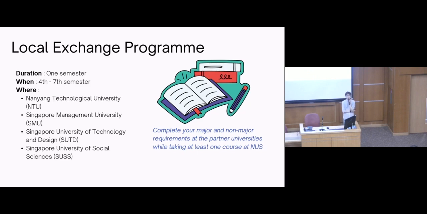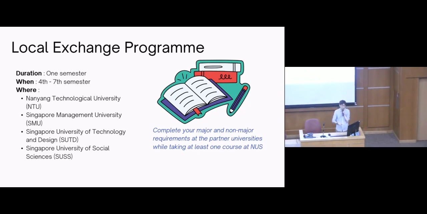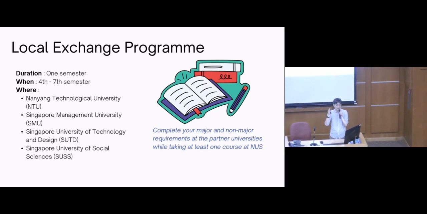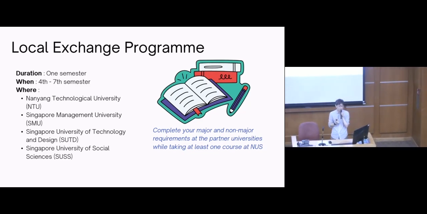For local student exchange, it's the same duration, you apply from 4th semester to 7th semester. You can apply to NTU, SMU, SUTD, and SUSS. So people, I know you're excited, but let me just finish this, and then you can ask your questions, okay?